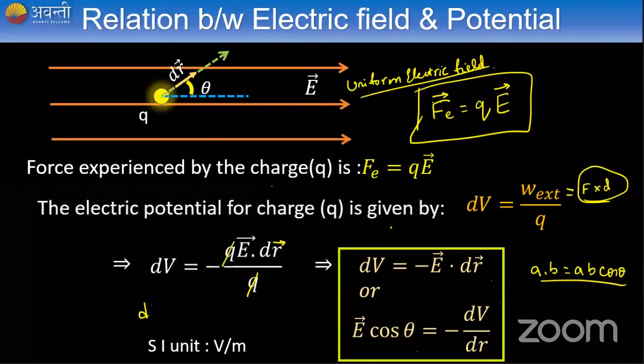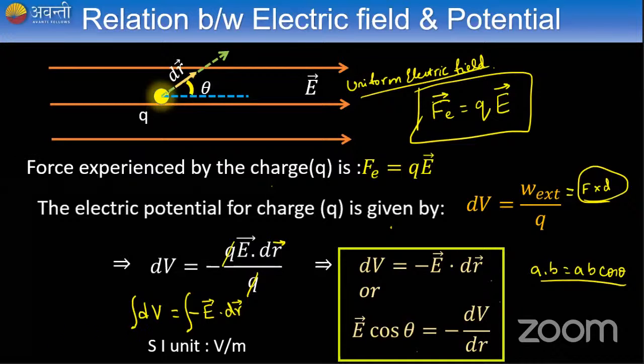So dV is equal to minus E dot dr, right? If I want to find V from here, what should I do? You are learning maths now. If I want to find V instead of dV, yes, correct, we have to integrate on both sides.